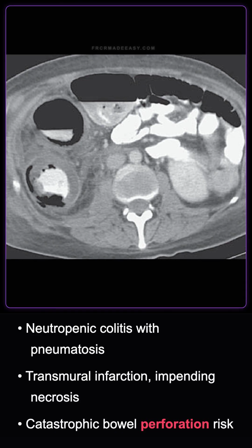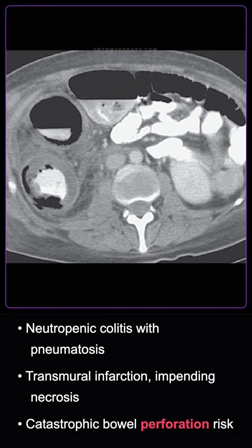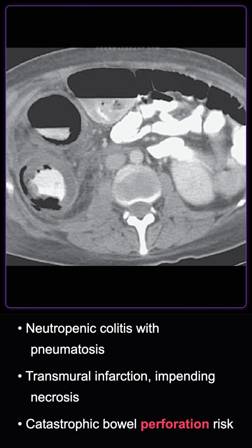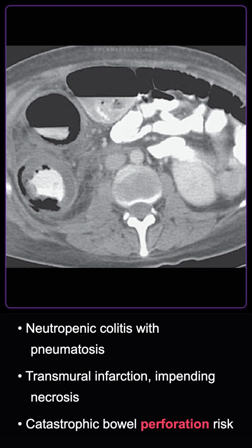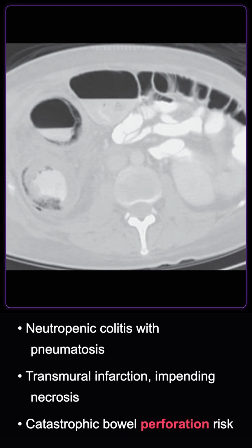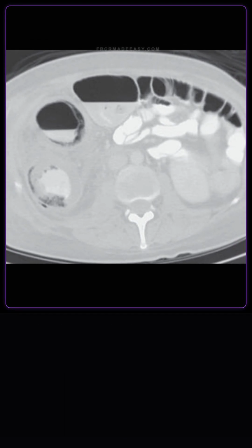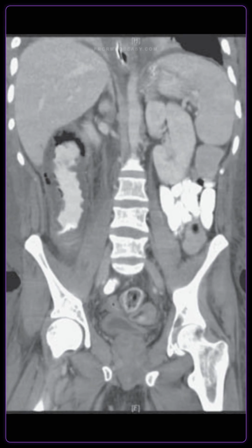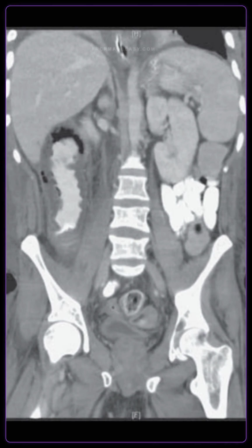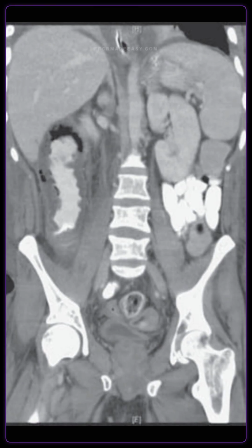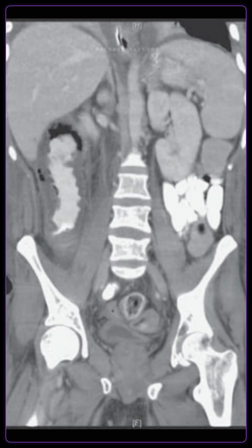In the setting of neutropenic colitis, pneumatosis indicates that the infection has progressed to transmural infarction. It is a dire sign of impending full-thickness necrosis and catastrophic bowel perforation. How does the typical clinical presentation and anatomical distribution of pseudomembranous colitis differ from Typhlitis on CT?